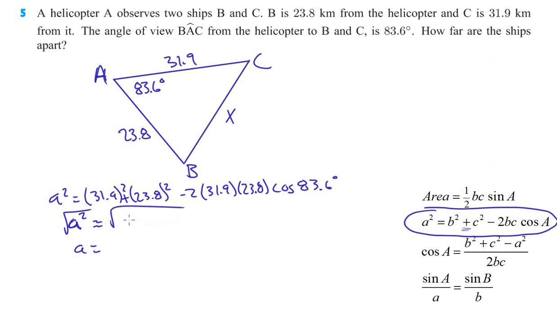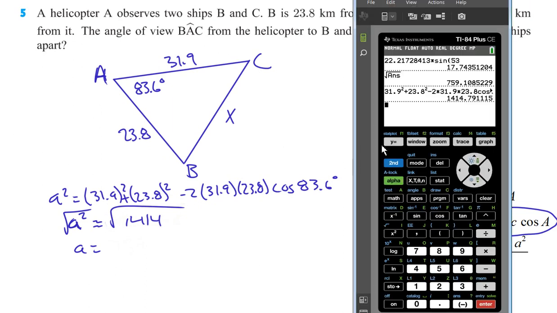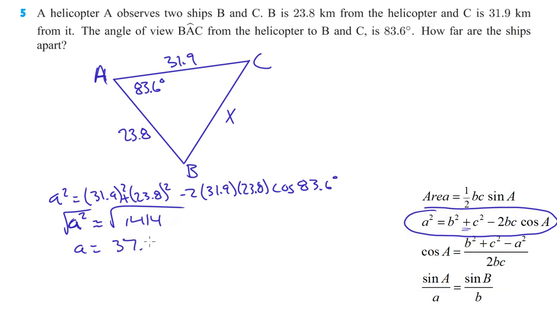So it's about 1414, and so then when we take the square root of that number, that should give us something a little bit more reasonable. 37.6. That sounds like that could actually work. 37.6, and this is going to be kilometers for number 5. Okay.